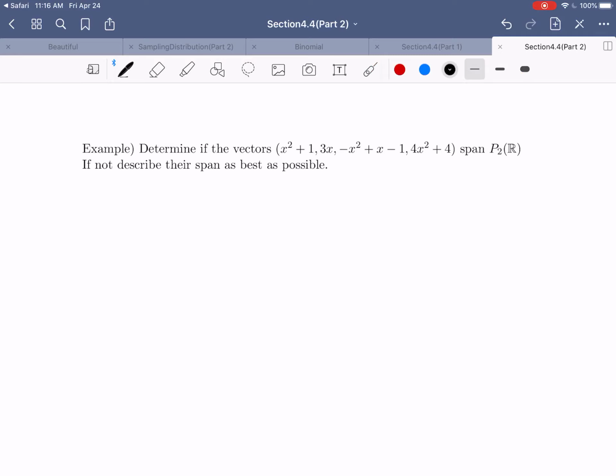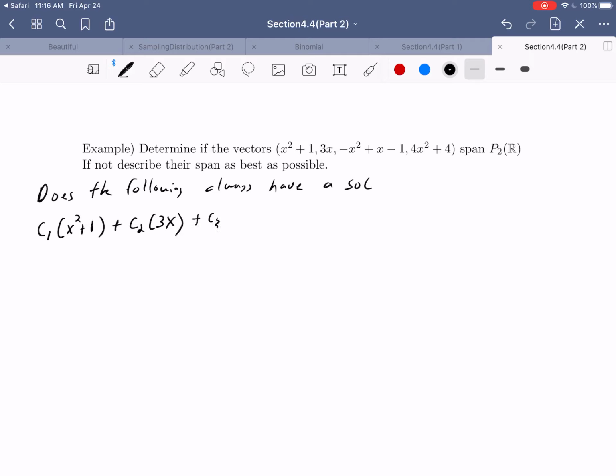To answer this, we need to consider, does the following always have a solution? If we take c1 times the first polynomial, plus c2 times the second one, plus c3 times the third one, plus c4 times the fourth one, 4x squared plus 4, is that always going to have a solution for the general element of P2 of R? What's the general element of P2 of R? It would look something like ax squared plus bx plus c.